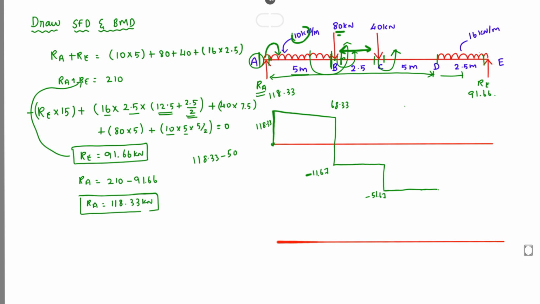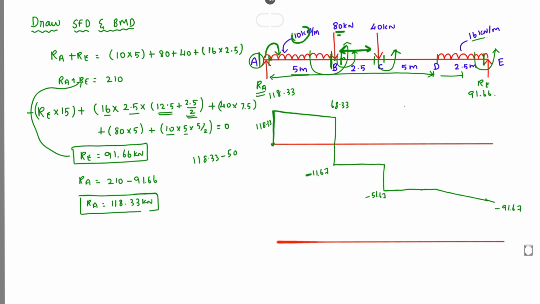On the E left side we have the force of 16 kilonewton per meter, so we can take 16 into 2.5. About this point this force is also acting anti-clockwise. So now we get the value, that is minus 51.67 minus 16 into 2.5, so we have the value of minus 91.67.